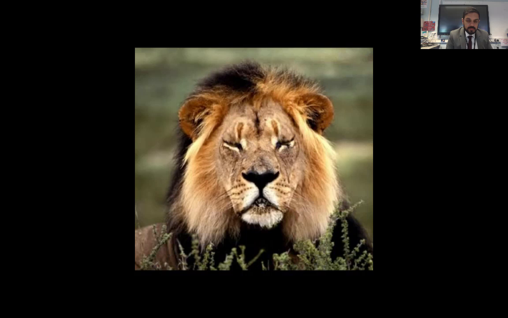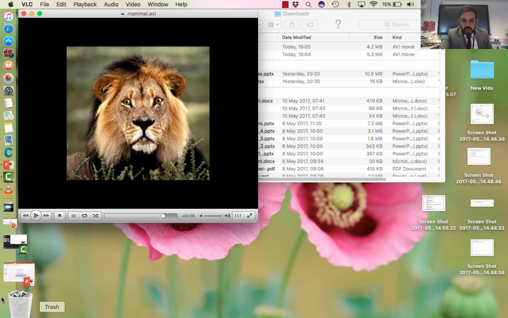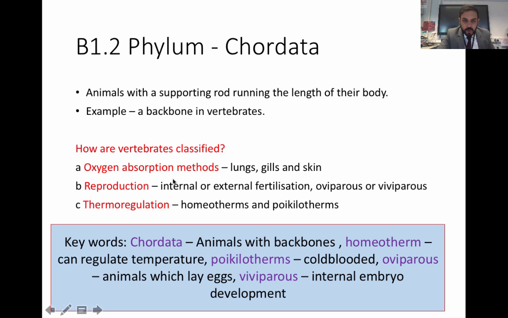Now, which of those things are exclusive to mammals? It's just two of them. Which of those things are only exclusive to mammals? Let's go back and look at the features that we're looking for in vertebrates. These are the three you have to remember: how they absorb oxygen, so either lungs, gills or skin.